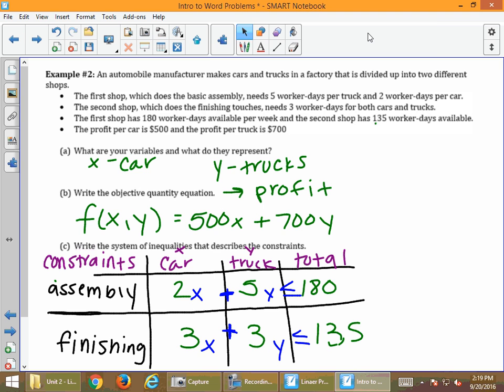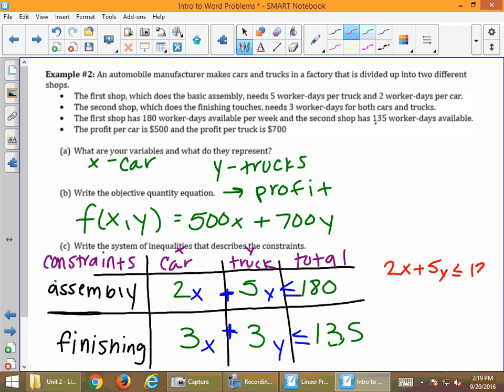And then again, make sure you write your equations out of the box so I can see them nice and clearly. Sometimes it's hard to tell with a pencil. And you're going to have to write them out eventually when we solve these.